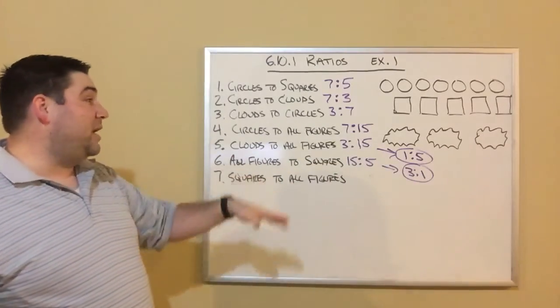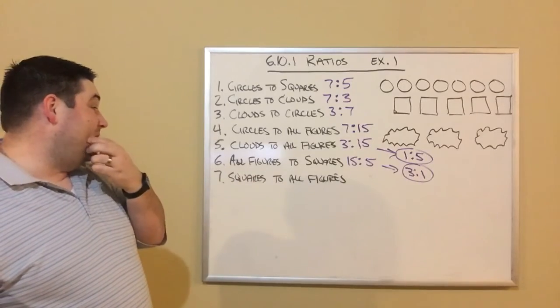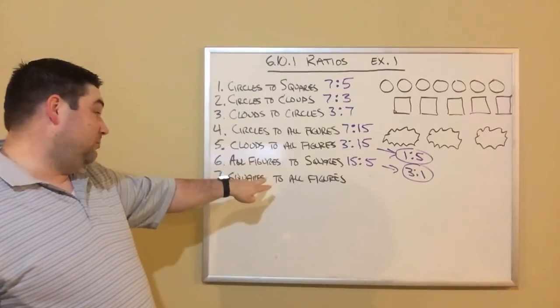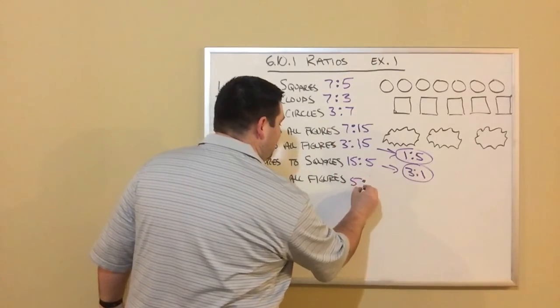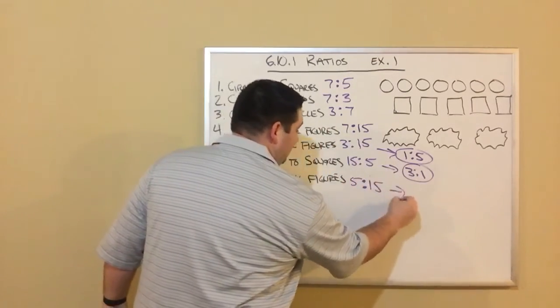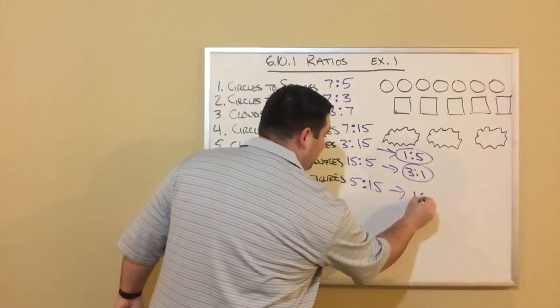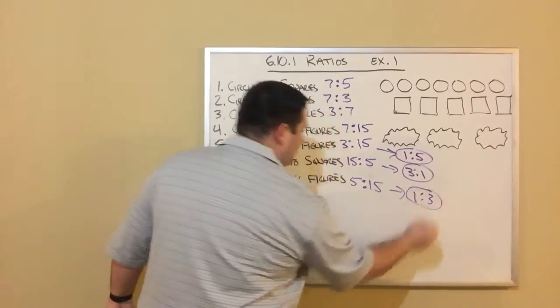All right, last one, squares to all figures. So this is actually just the one we did in reverse. There's 5 squares. There's 15 total figures. And that one simplified, divided by 5, would be 1 to 3.